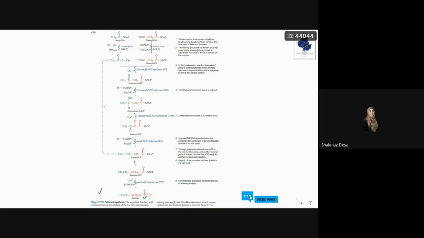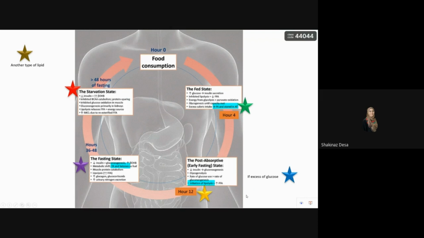Let's go to the main page. Itu ialah apabila kita ada excess of glucose. So that is where the synthesis of fatty acids comes in. We can produce more fatty acid. Do we need fatty acids in the body? Mestilah perlu fatty acids in the body. Okay, now let's look at our diagram.